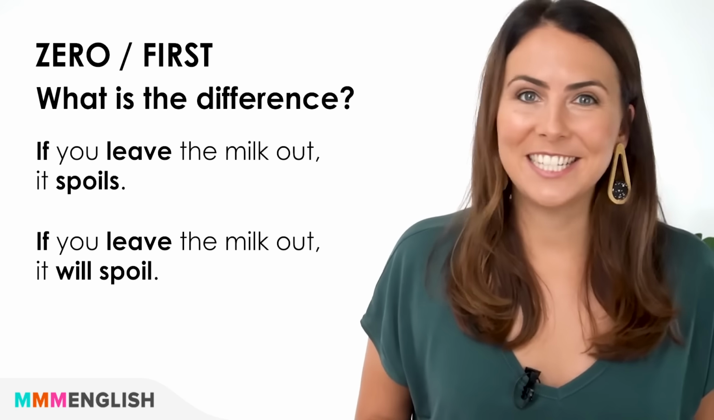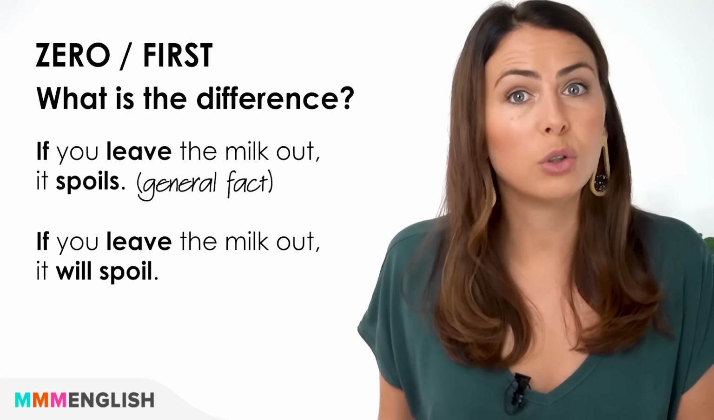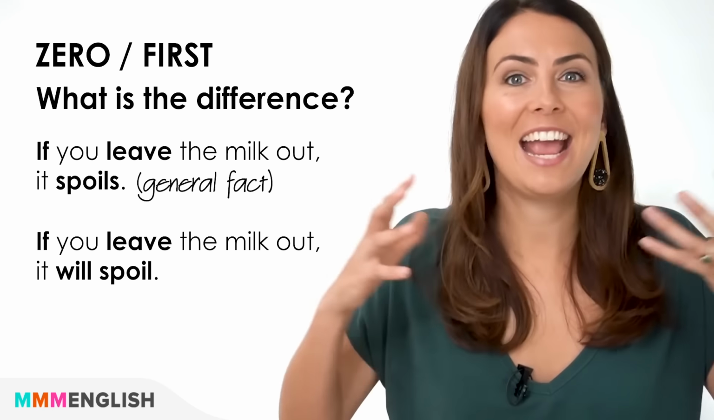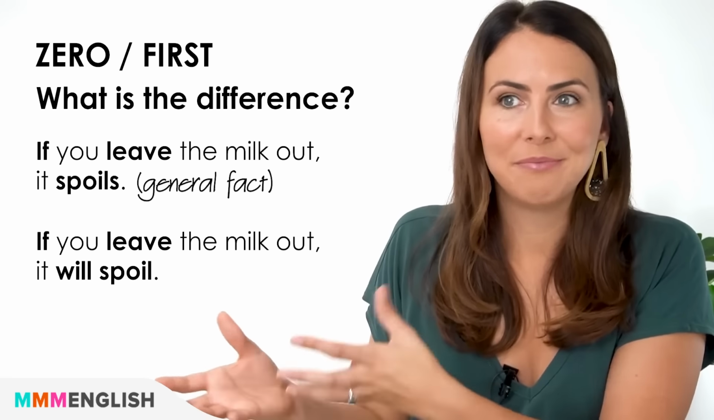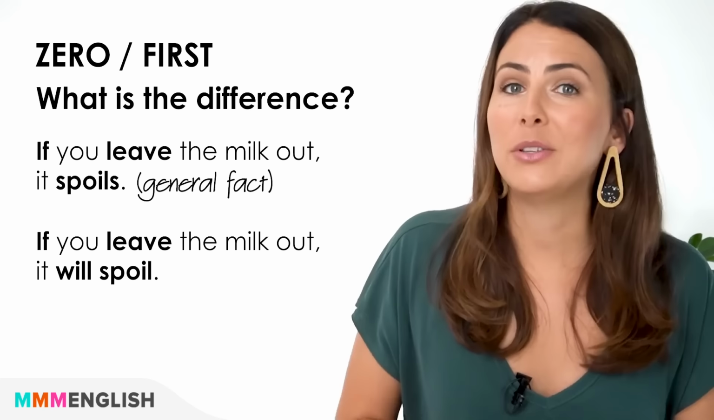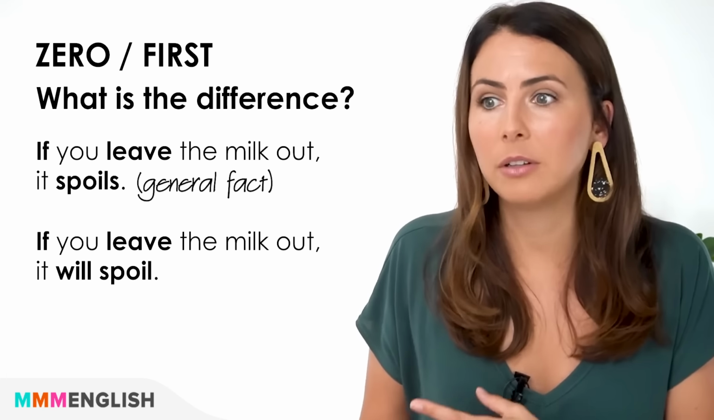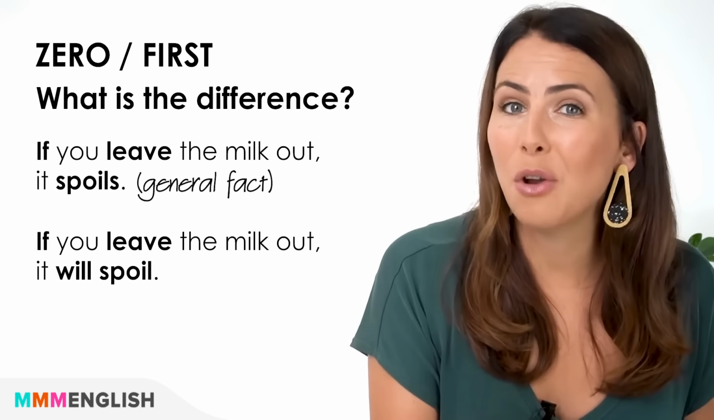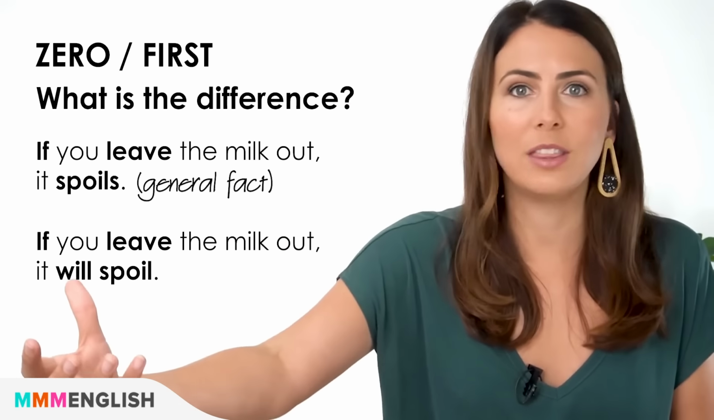So in the first sentence, we're stating a general fact. It's true, right? In general, in life, at any moment, when you leave milk out of the fridge, it spoils. So I might use the zero conditional to explain to a child that milk spoils when it's not in the fridge, right? The child didn't know that fact beforehand. I'm telling them so that they know in the future.